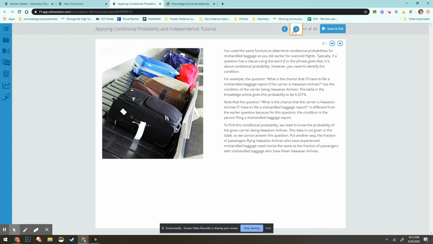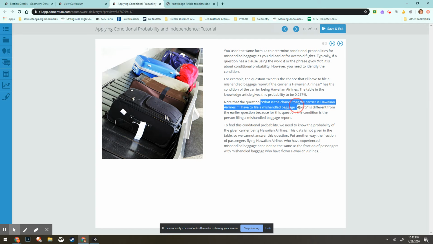actually does matter. Okay. So if we look at this question, what is the chance that I'll have to file a mishandled baggage report if the carrier is Hawaiian Airlines? Okay. If the carrier is Hawaiian Airlines, that's the condition. So we're only going to look at the Hawaiian Airlines data.